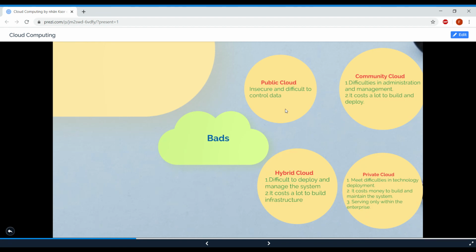Private cloud has three disadvantages. It is difficult to deploy the technology, it costs money to build and maintain the system, and the last one is that it only serves businesses. Community cloud has two disadvantages. One, difficulties in administration. Two, a lot of money to build and deploy.